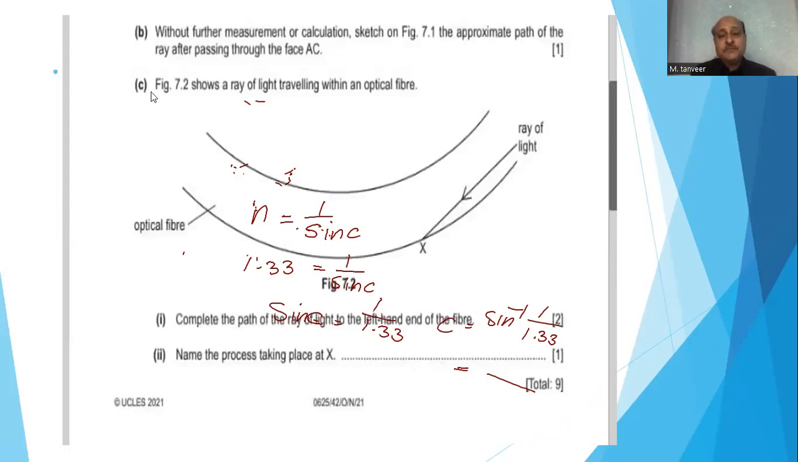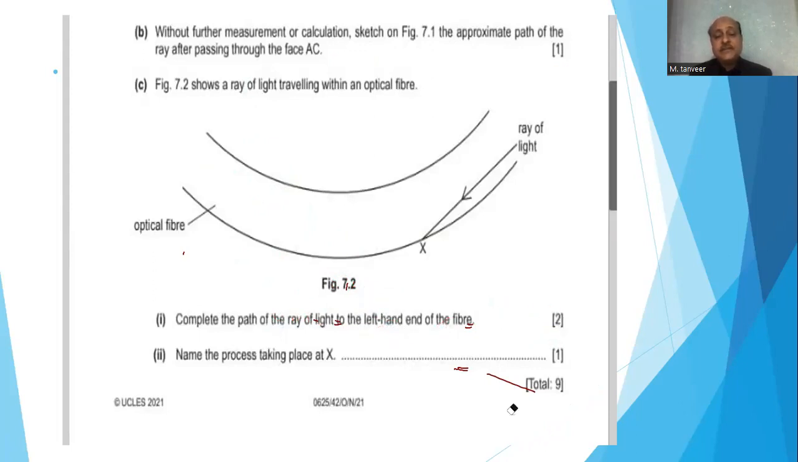Next question. The next question is, you have to draw the rays of light inside an optical fiber. The figure shows a ray of light traveling within an optical fiber. Complete the path of the ray of light to the left hand end of the optical fiber. You have to show the path of the ray of light inside the optical fiber. You just have to draw the rays of light.